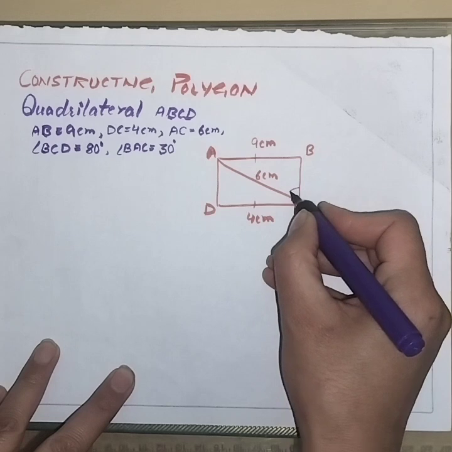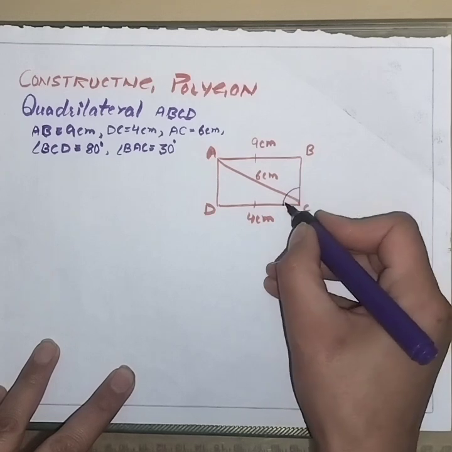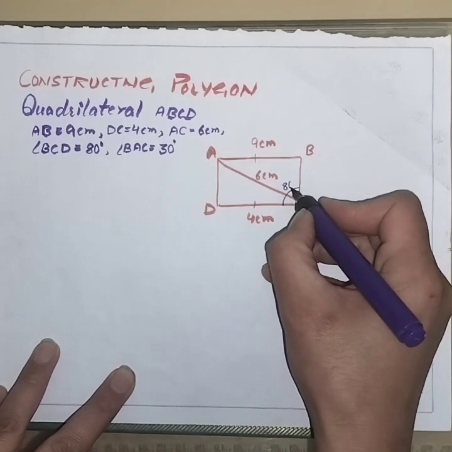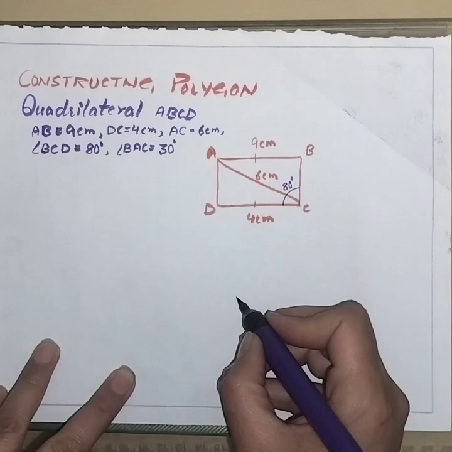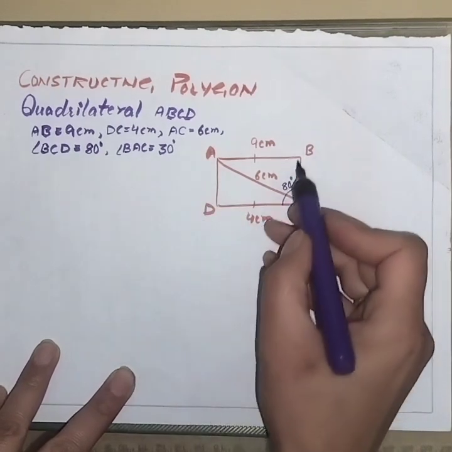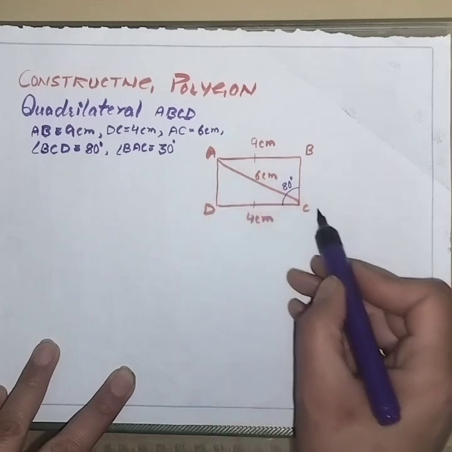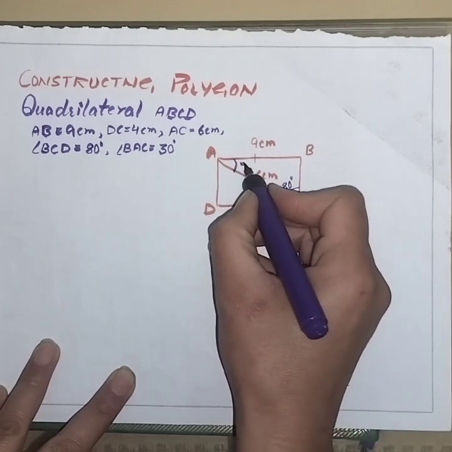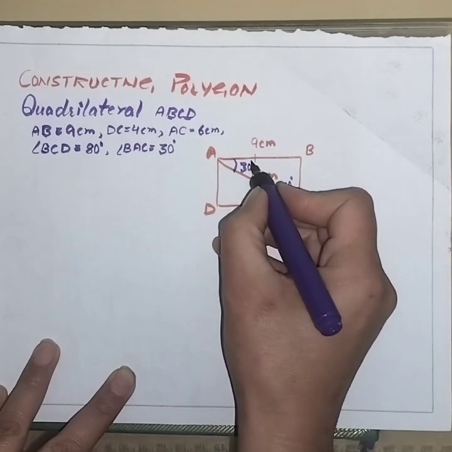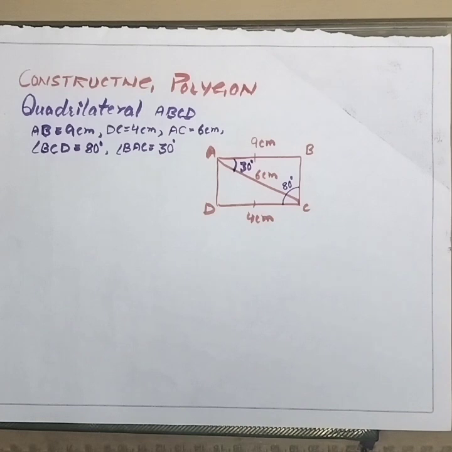BCD, from here till here, these are the two arms of the angle. This angle is going to be 80 degrees. And BAC is 30. BAC, that means this is your 30 degrees. So here the dummy is ready.